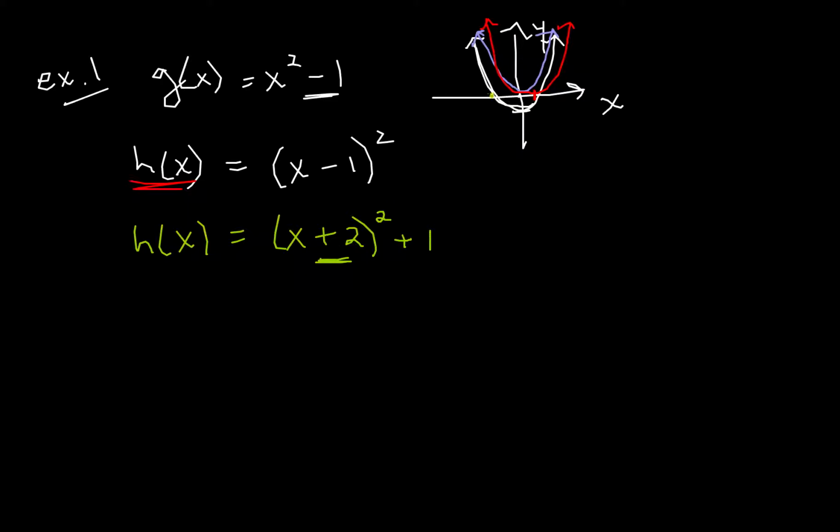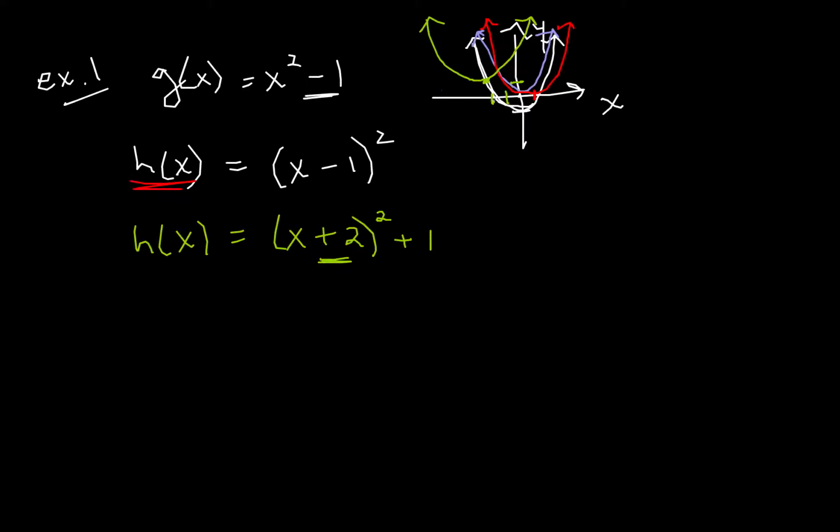It's a plus, so we're going to move 2 to the left. It's opposite of what you think. Remember that. And 1 up. So it's going to be right here. So our parabola is just going to move 2 to the left and 1 up. These are kind of fun.